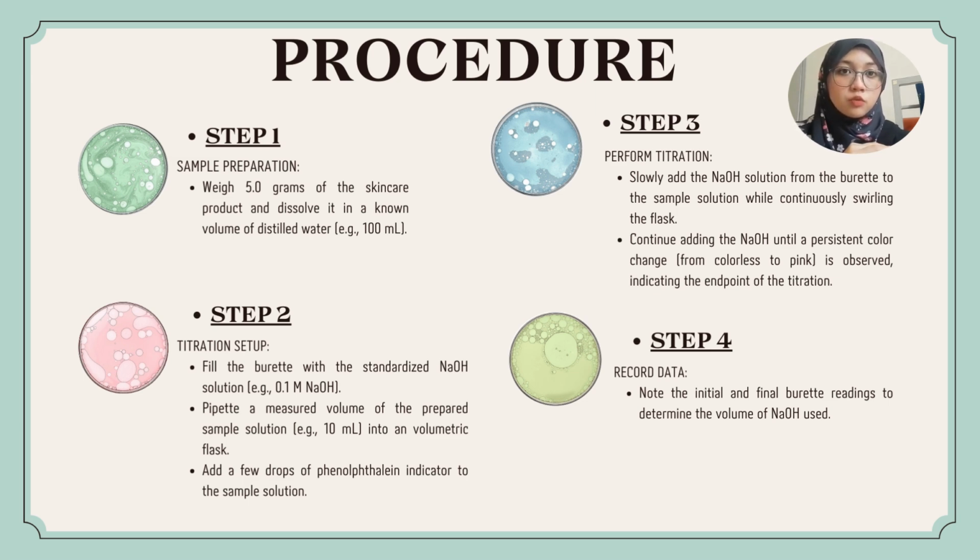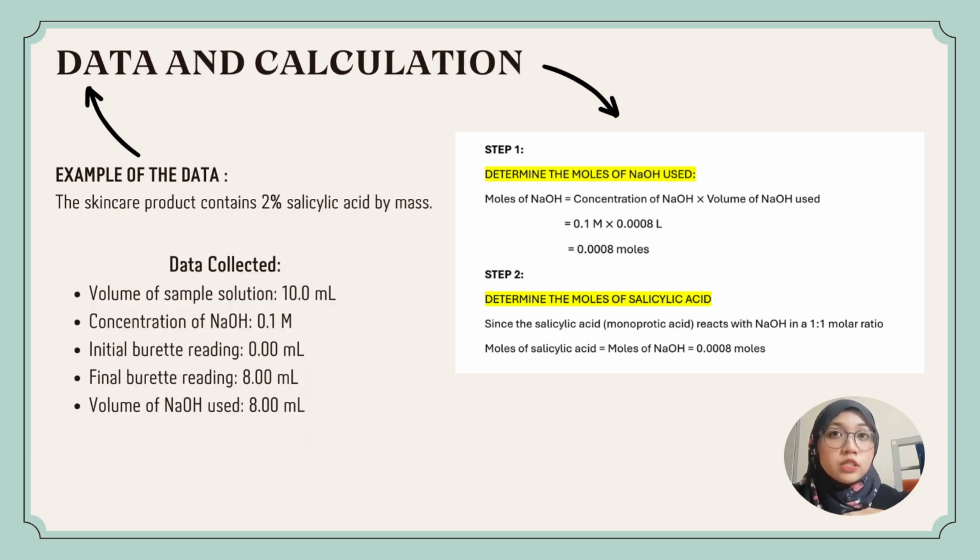We move to step 3, which is to perform the titration. Slowly add the NaOH solution from the burette to the sample solution while continuously swirling the flask. And then we need to continue adding the NaOH until a persistent color change from colorless to pink is observed, indicating the endpoint of the titration. Last but not least, step 4, we need to record the data, noting the initial and final burette readings to determine the volume of NaOH used. After we record the data, we need to do the calculation to determine whether the skincare product truly contains 2% of salicylic acid by mass.